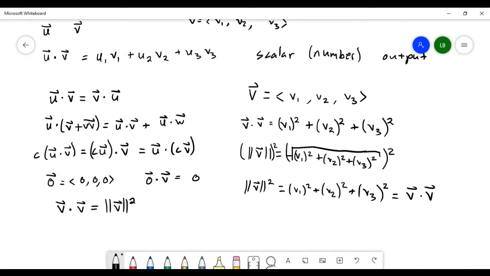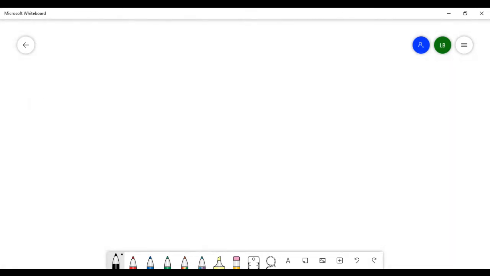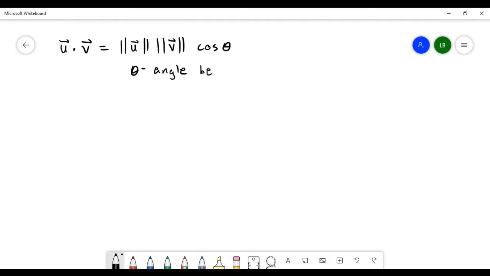Yeah, so these properties, they're all fairly straightforward, nothing too complicated about them. The thing you should really know, though, is the dot product formula. And that is this equation right here, where a vector u dotted with vector v is the magnitude of u times the magnitude of v times cosine of theta, where theta is the angle between the two vectors.